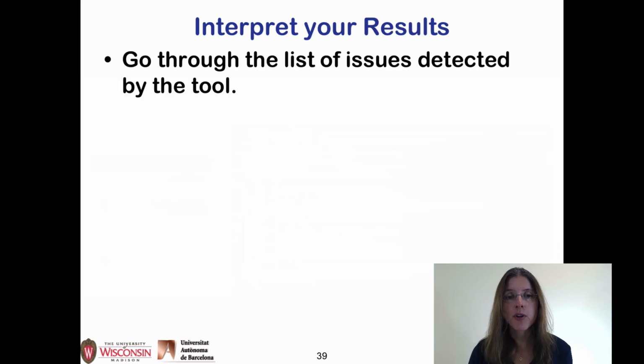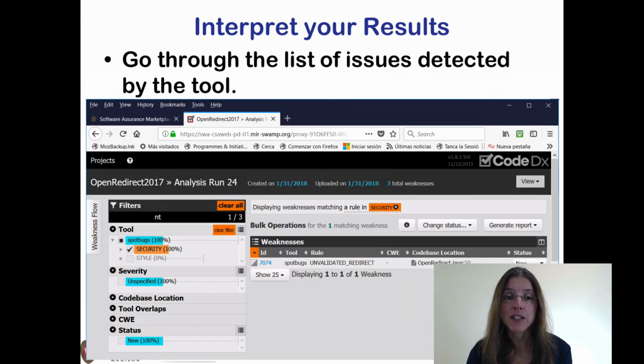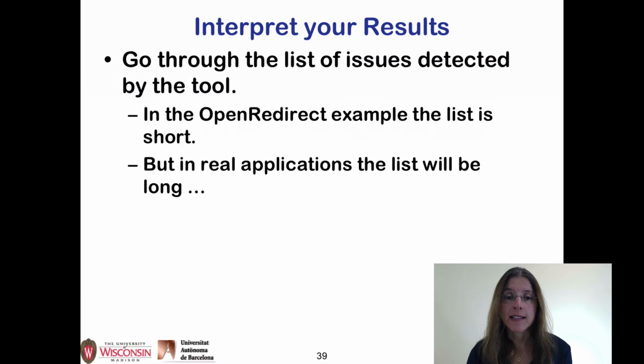The Open Redirect program is a small and simple example, with few security-related issues and easy to follow in the code. But what happens in the real world, with a large and complex application, when you assess it with a tool for the first time and get thousands of issues reported? We need to go through the list of issues detected by the tool. In the case of the toy program assessed with SpotBugs, the list was small. But in real applications, the list is likely to be long.